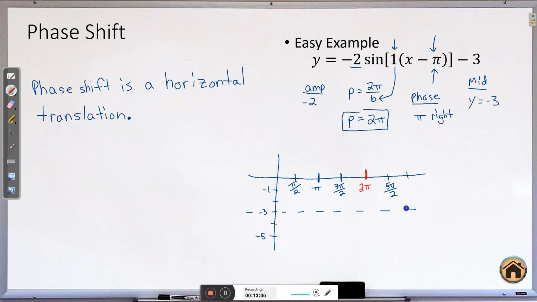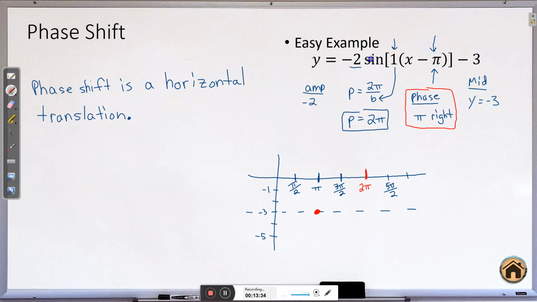Go back to red here. But now we have to do our phase shift. We've done all the old ones, now for the new ones. So this means my sine graph, which usually starts in the middle right here, is going to be moving pi units to the right. So now my graph starts right there.